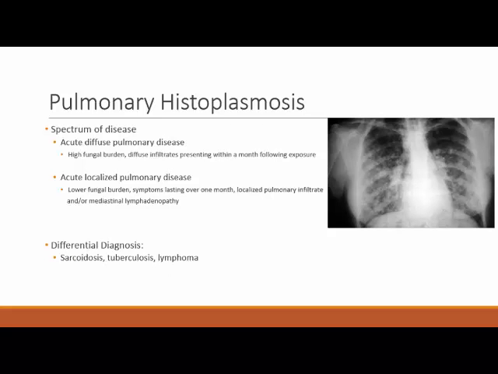So for pulmonary histoplasmosis, again, there is an acute diffuse pulmonary disease and a localized pulmonary disease. And this depends on the fungal burden of exposure. Patients who have a very high fungal burden often present with these diffuse infiltrates within a month following exposure, as you can see on this x-ray. For the localized pulmonary disease, these patients usually have an exposure to a lower fungal burden. Symptoms are often indolent, lasting over a month, and they can often have a localized pulmonary infiltrate with lymphadenopathy.